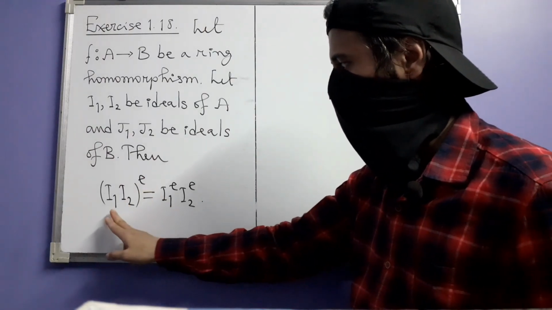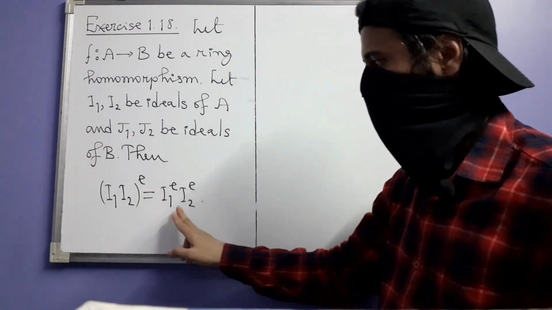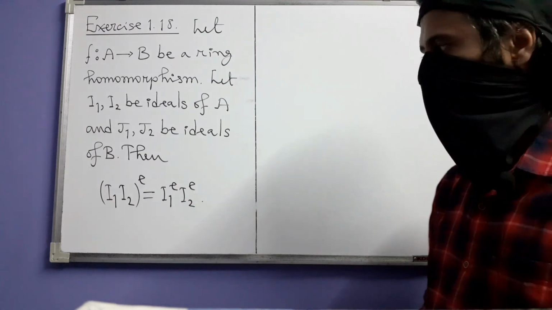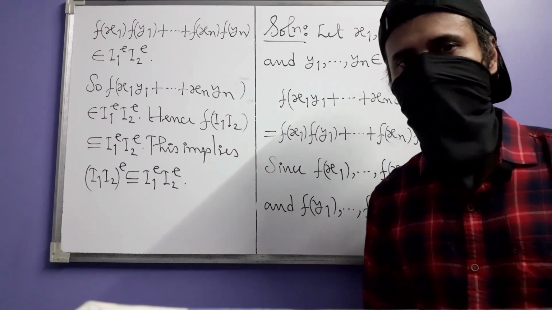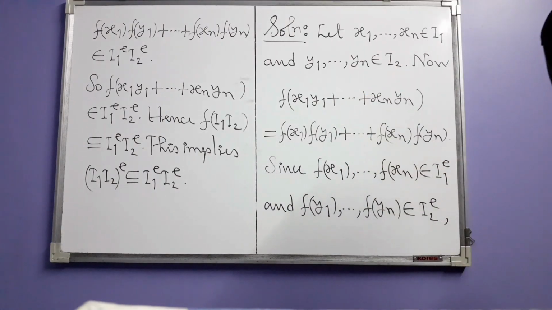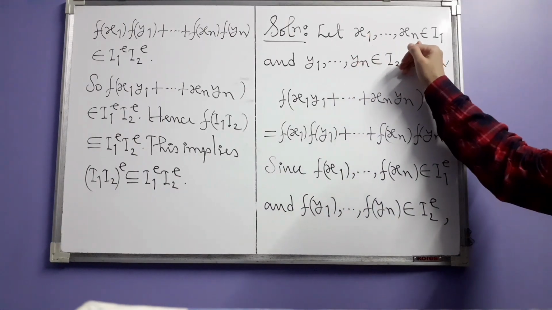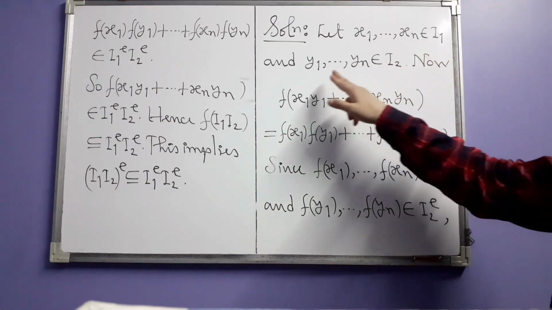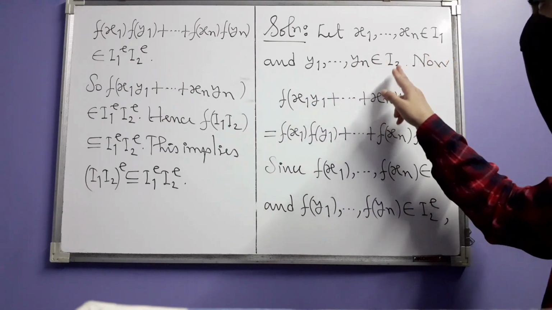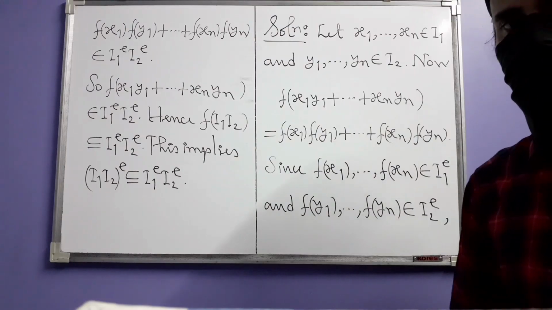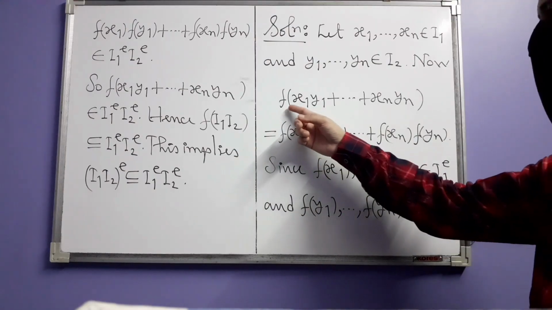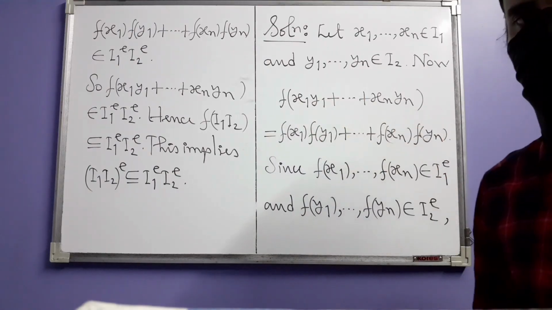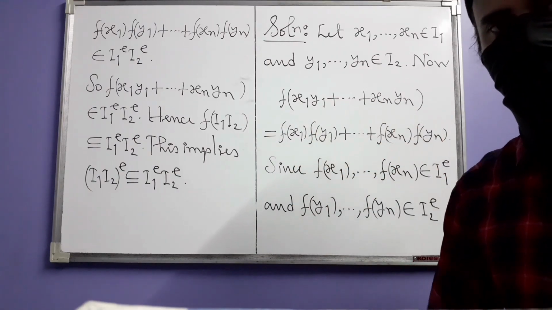The extension of the product of I1 and I2 is equal to the product of their individual extensions. So we start the solution like this, by taking these xi, some finitely many elements in I1 and an equal number of elements in I2, these yi's, and we consider the F image of this sum, summation xi yi, where i varies from 1 to n.